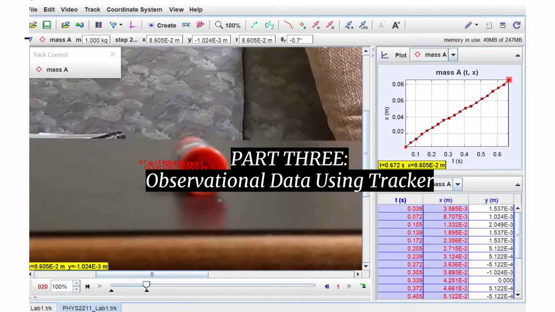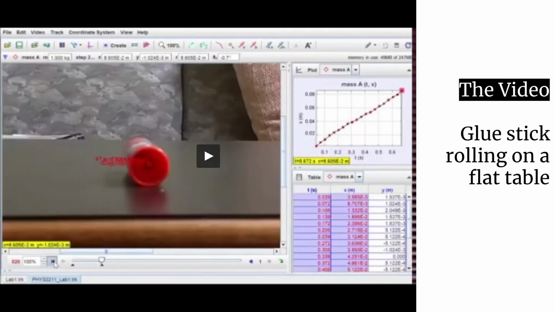Part 3, Observational Data Using Tracker. In this part of the experiment, I take a video of an object rolling and, using Tracker, plot the distance versus time to determine the velocity of the object. For my observational data, I chose to roll a glue stick on a flat table. The center of mass of the object was the middle of the glue stick, and it rolled down the table, the x-axis.